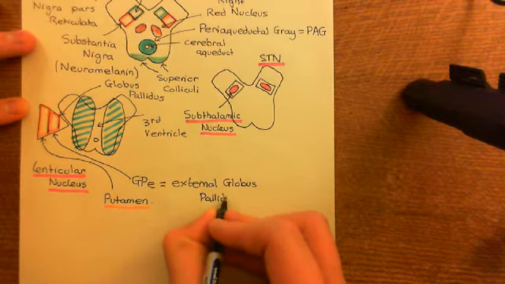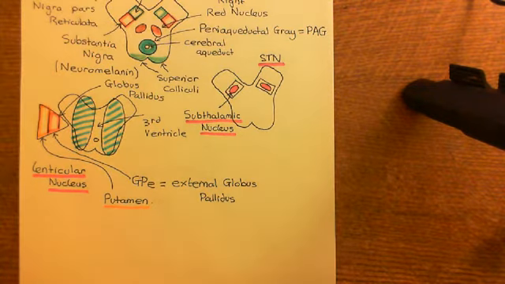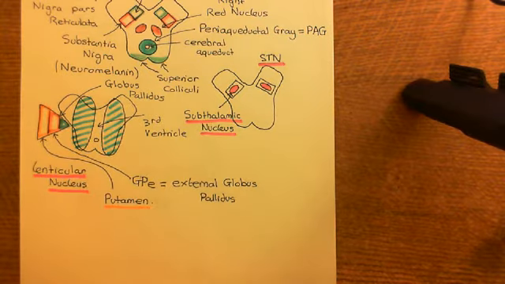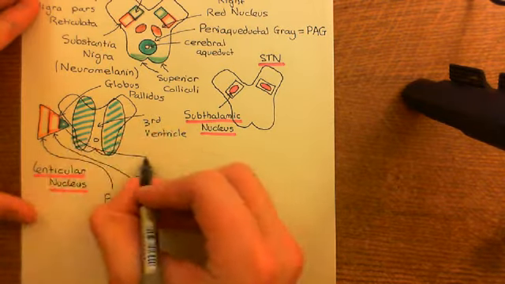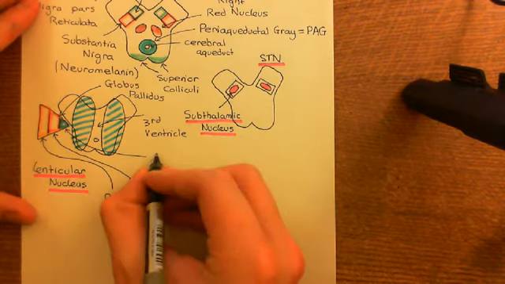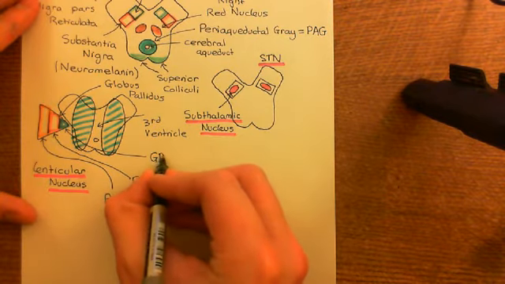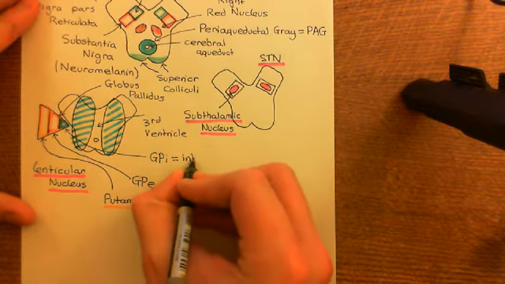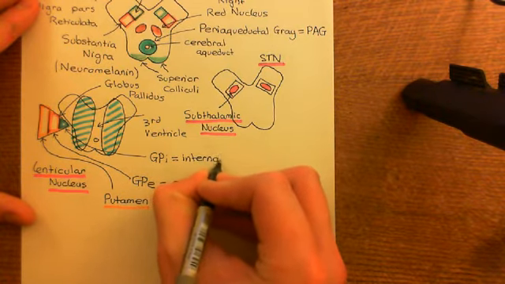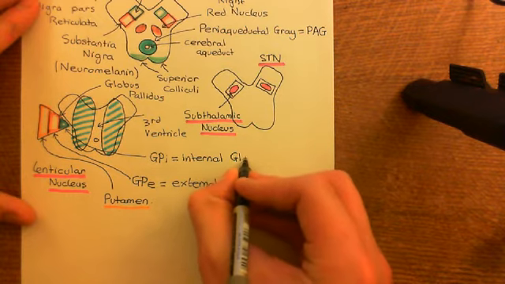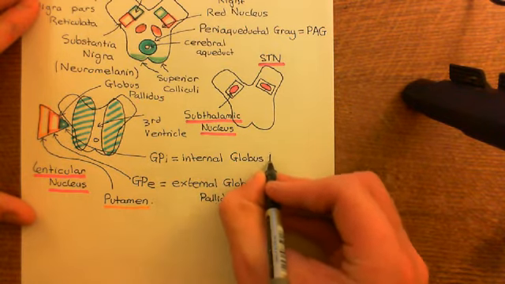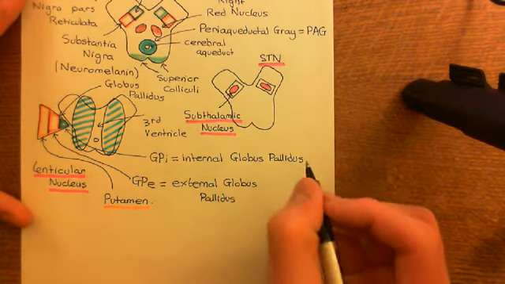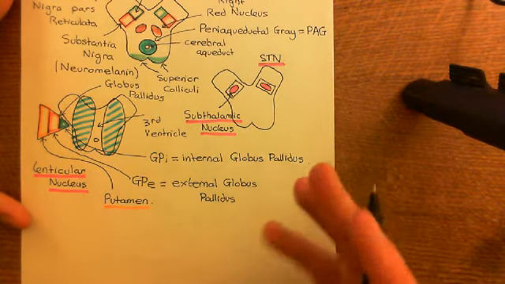Then the other portion, which I'll now highlight in blue here, the medial portion, is called the internal globus pallidus, and for short, the internal globus pallidus is abbreviated to the GPI, again standing for the globus pallidus internal segment. So this is the internal globus pallidus. Now all three portions there are part of the basal ganglia.